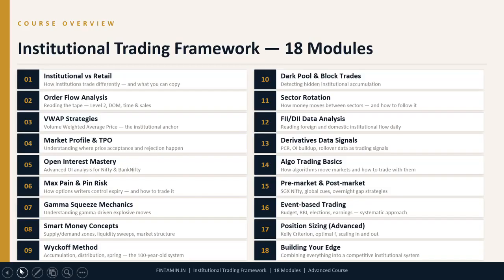Module number 8 is Smart Money Concepts. They are Order Blocks, FVG, and Liquidity Sweeps. Module number 9 is the Wyckoff Method. Module number 10 is Dark Pools and Block Trades. Module number 11 and 12 are Sector Rotation and FII DII Flow Analysis. Module number 13 is Derivatives Data Signals. Module 14 is Algo Trading Basics. Modules 15 and 16 are Pre-Market Analysis and Event-Based Trading.